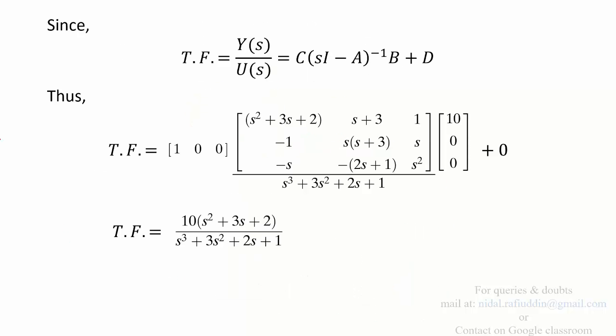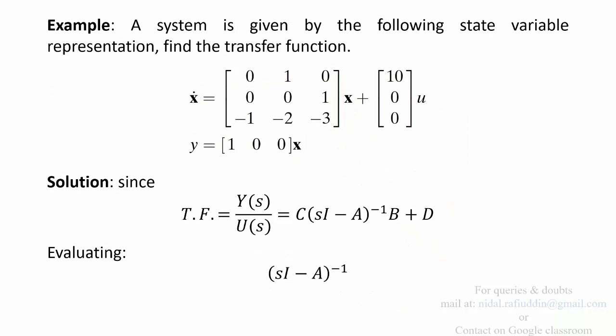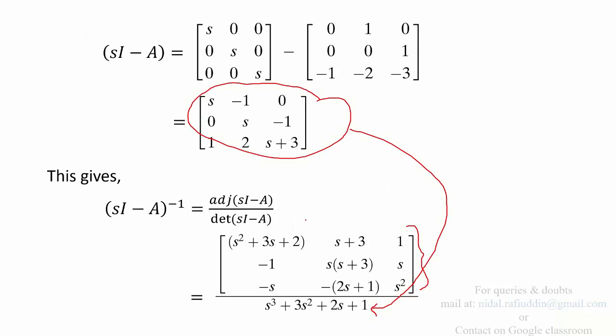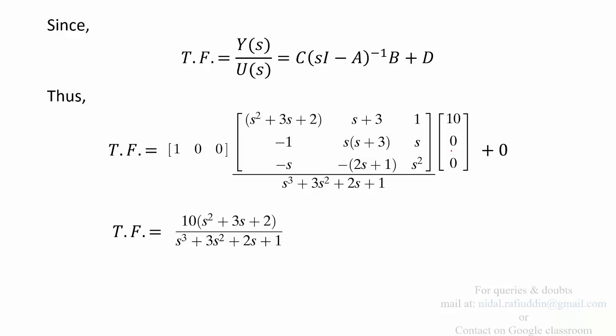Since we know that the transfer function is given by C(sI minus A) inverse B plus D, we substitute all the values, since we identified C as 1 0 0, A as this matrix, B as 1 0 0 transposed, and D was 0. If you substitute each of these matrices into the formula, with C as 1 0 0, then (sI minus A) inverse is nothing but this expression, and you substitute it here. Then B was identified as 1 0 0, and D was 0. If you multiply each of these terms, you get the final transfer function given here.